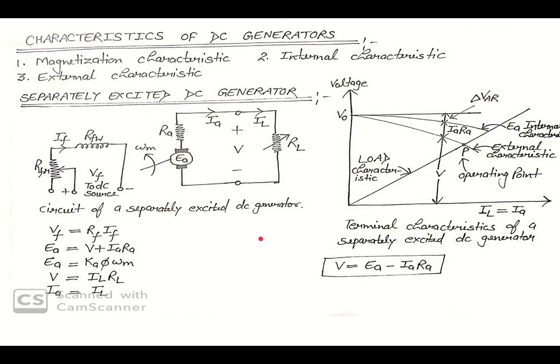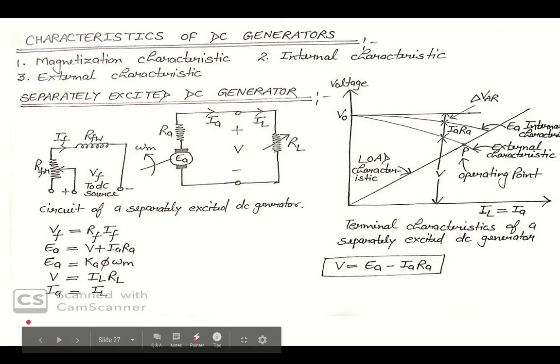You know very well, as we discussed in previous lectures, that separately excited DC generator means the field winding is connected to a separate source of DC power. This source may be another DC generator, a battery, a diode rectifier, or a controlled rectifier, etc. That is considered an external source.